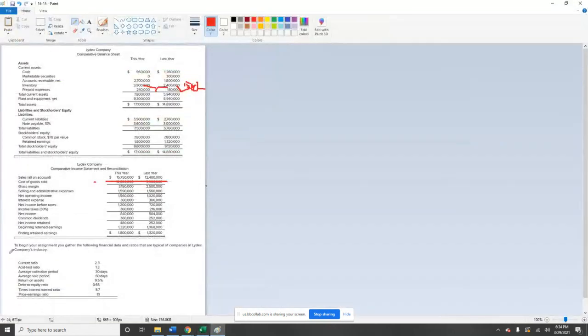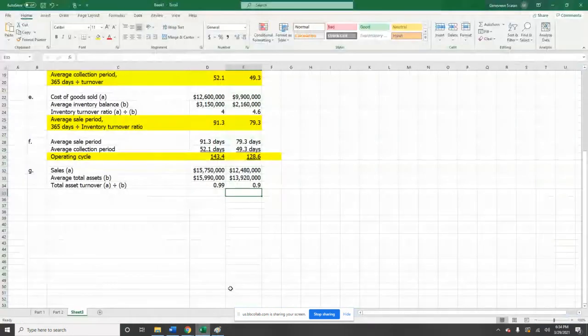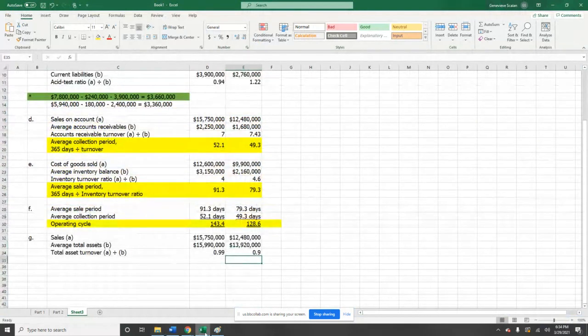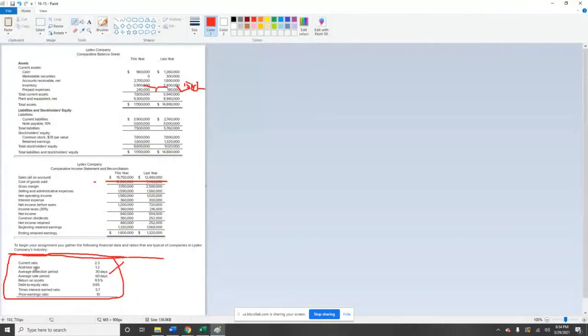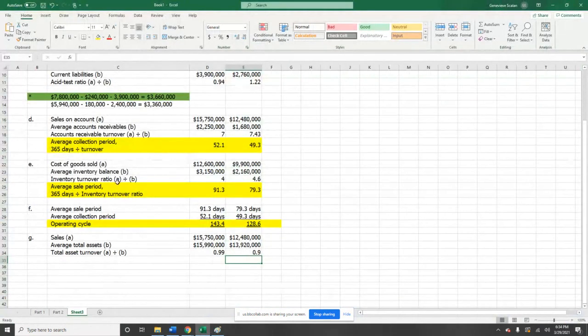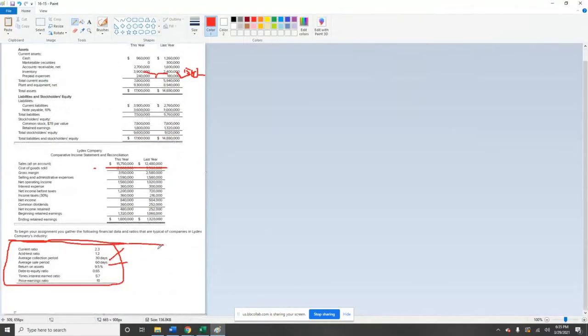So if you look down here, this tells us the industry averages, right? So you're going to take these numbers we just calculated and compare them to these. Like look at this average collection period, 30 days compared to our, what is it, 52 days. Yikes. Sales period, 60 days. Ours is 3 months. So yeah, I can see why people are not liking us that much.